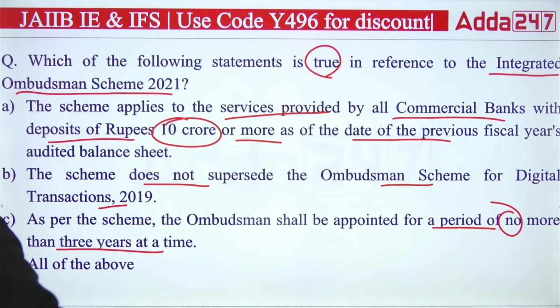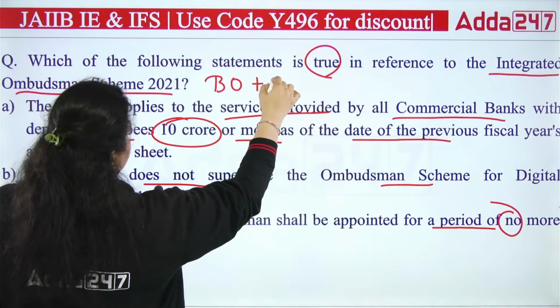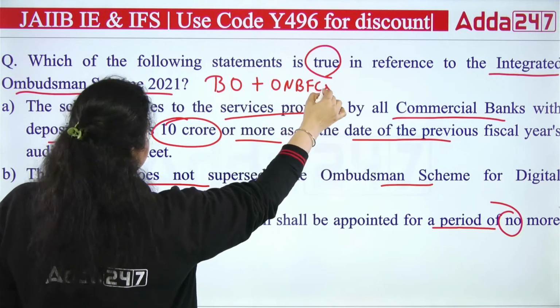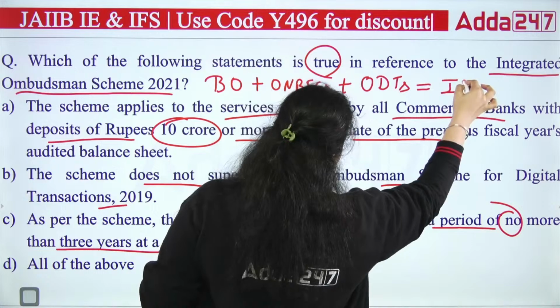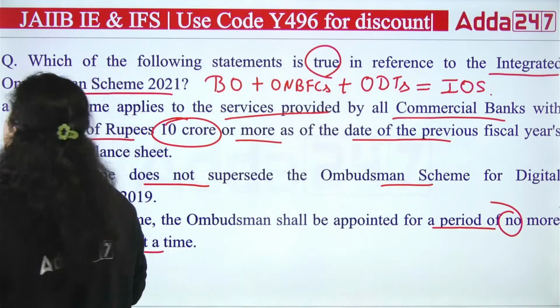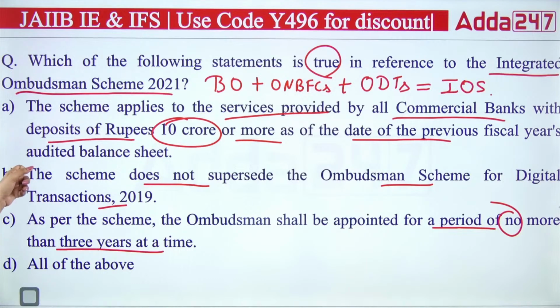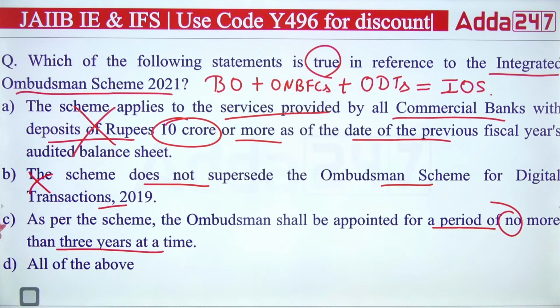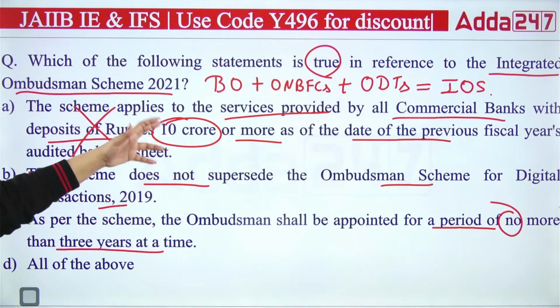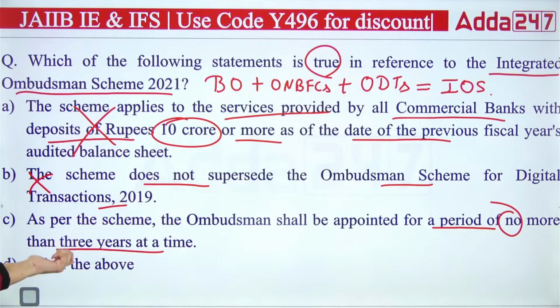So we know that the banking ombudsman scheme, the ombudsman scheme for NBFCs and the ombudsman scheme for digital transactions, these three have been merged, and then the integrated ombudsman scheme was created in 2021, right? So you can say the B option is not true, because B is saying it does not cover digital transactions. Okay, first is saying the scheme applies to the service provided by all commercial banks with deposits of rupees 10 crore and above. No such condition is there. Then the third is saying as per the scheme, the banking ombudsman will be appointed for a period of no more than 3 years at a once.